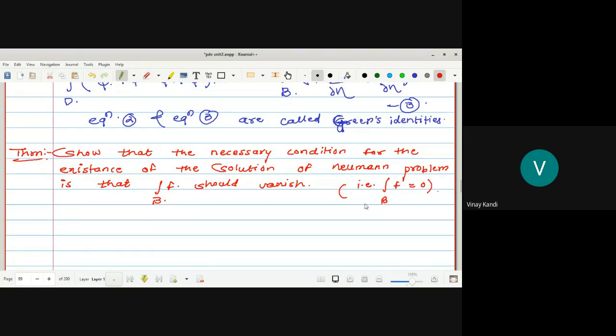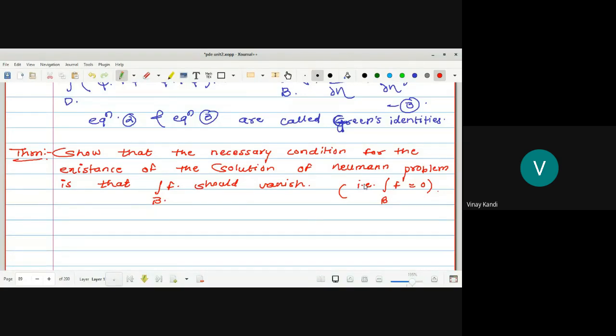Okay, what is the Neumann problem? It satisfies the Laplace equation inside the region D, and on the boundary, ∂u/∂η is equal to f of s, where ∂/∂n is the directional derivative along the outward normal.